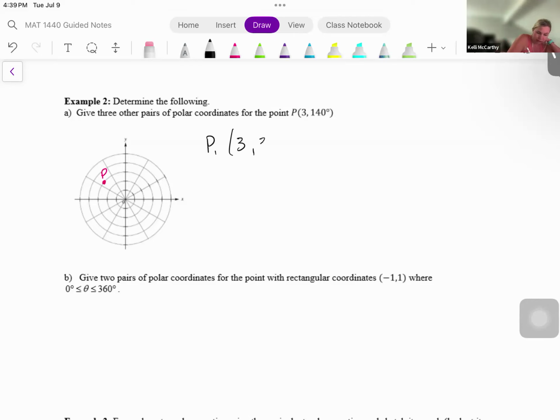So the other direction would be going here, measuring this way, and it's negative. So it's going to be that negative angle of 360 minus 140 degrees, because we want to go that clockwise direction. So that gives us 3, and then 360 minus 140 is 220, so that's negative 220 degrees.